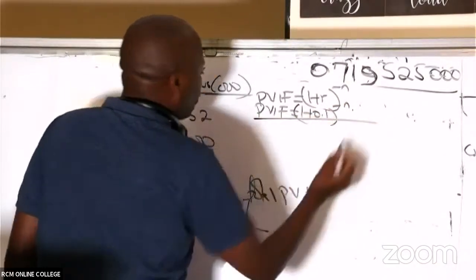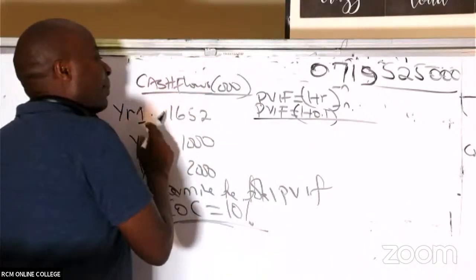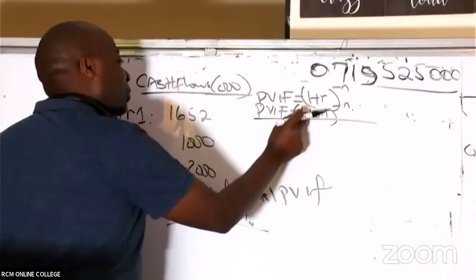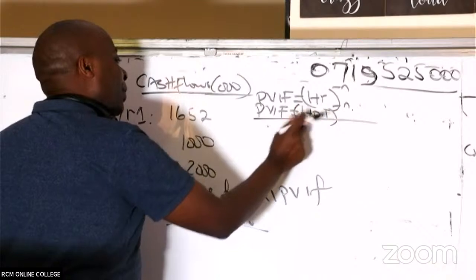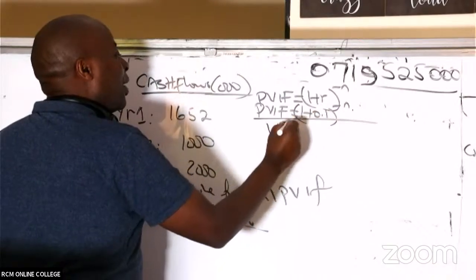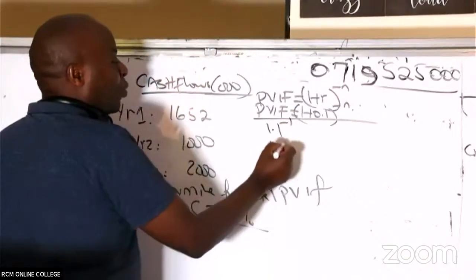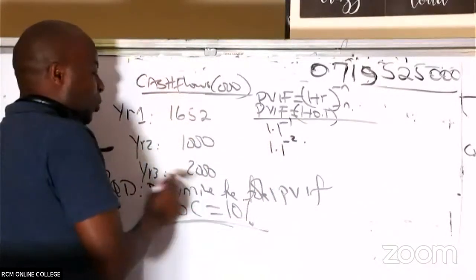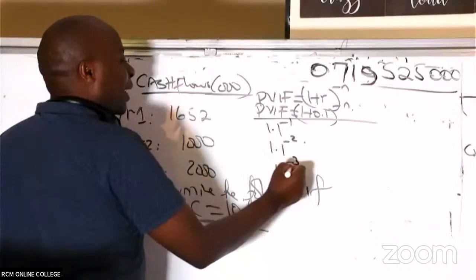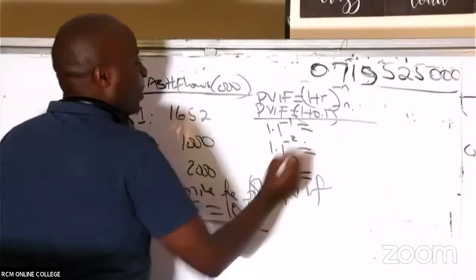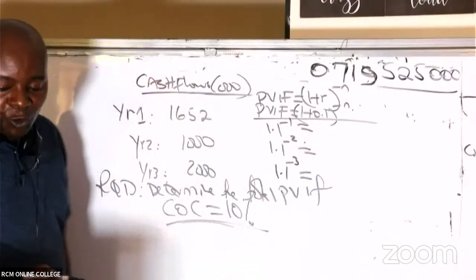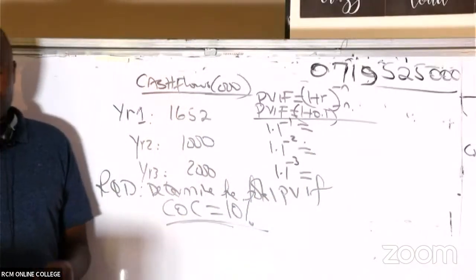All right. And this is so beautiful. So when I go to year number 1, the PVF here, 0.1 plus 1 is 1.1, raised to negative 1 because of end of year 1. Then we have here 1.1 raised to negative 2. Then we have 1.1 raised to negative 3. And then you should be able to give me values.